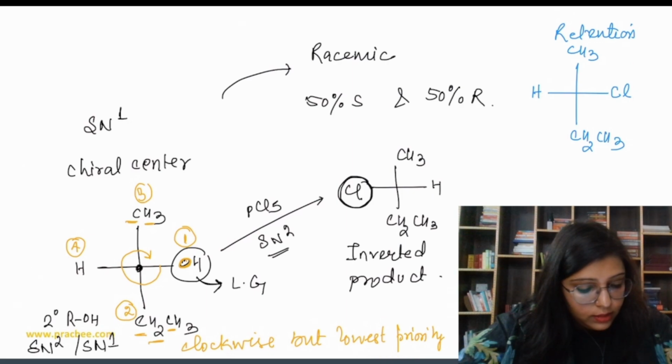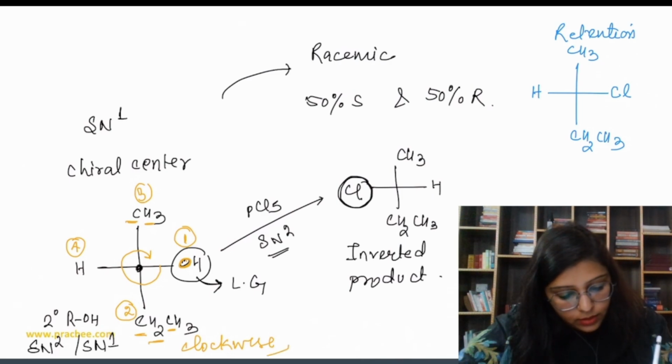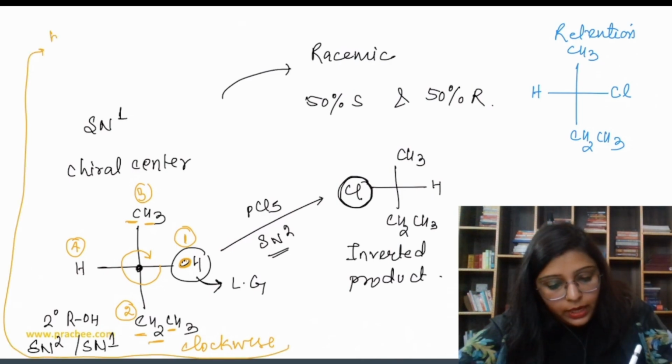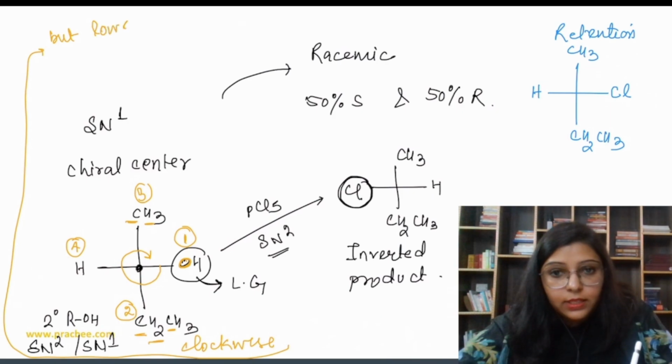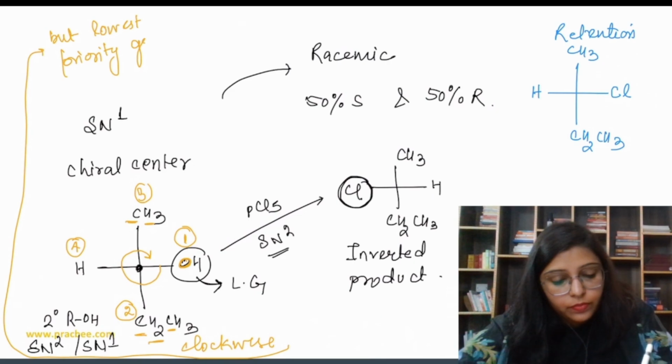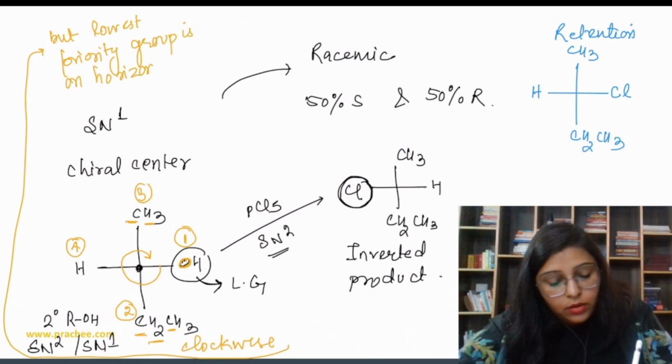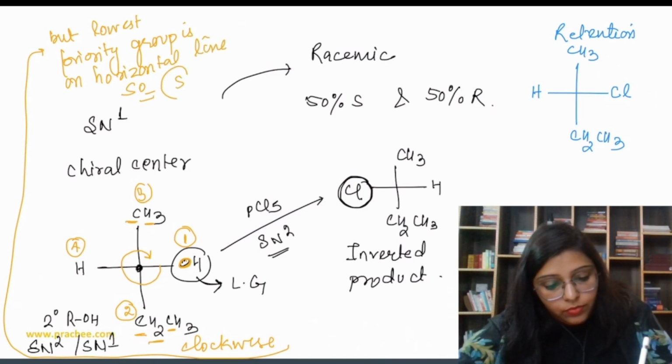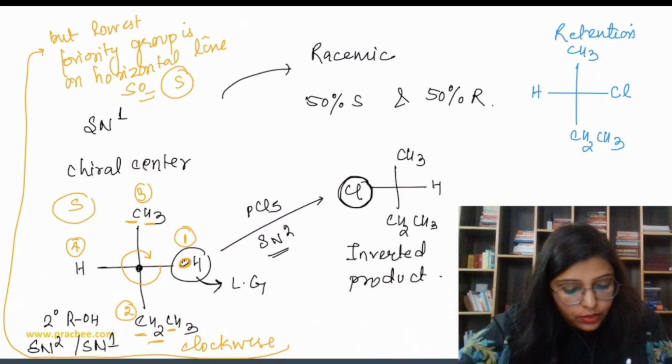Let me rewrite this. It is clockwise, but the lowest priority group is on horizontal line. So this is S configuration. Okay, this is S configuration.